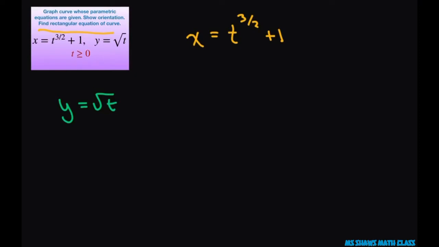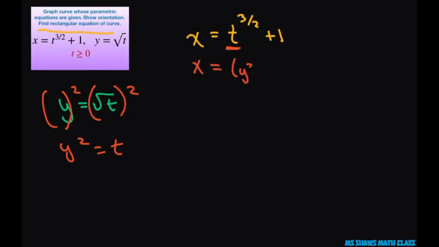If you square both sides of the equation here, we're going to get y squared equals t. So that's going to give me x equals, my t is y squared, so y squared to the power of 3/2 plus 1. That's going to equal x equals y cubed plus 1. So that gives you your rectangular equation. It doesn't help us with what the graph looks like.